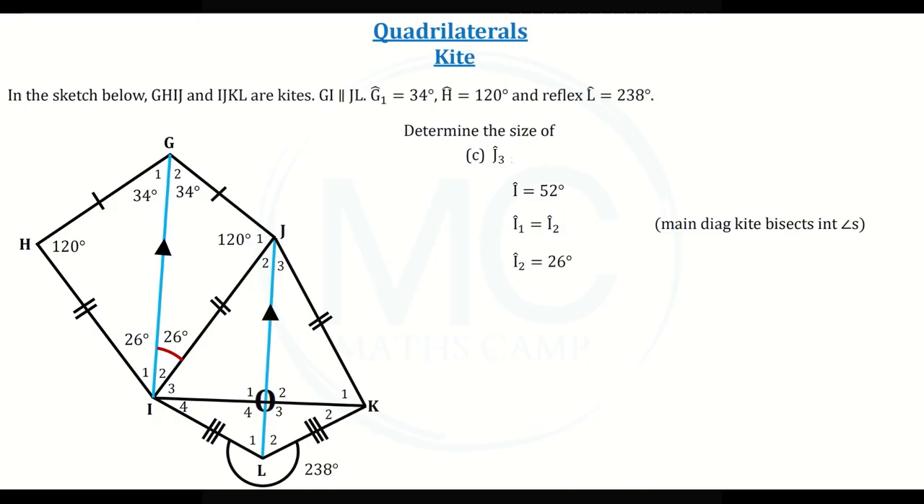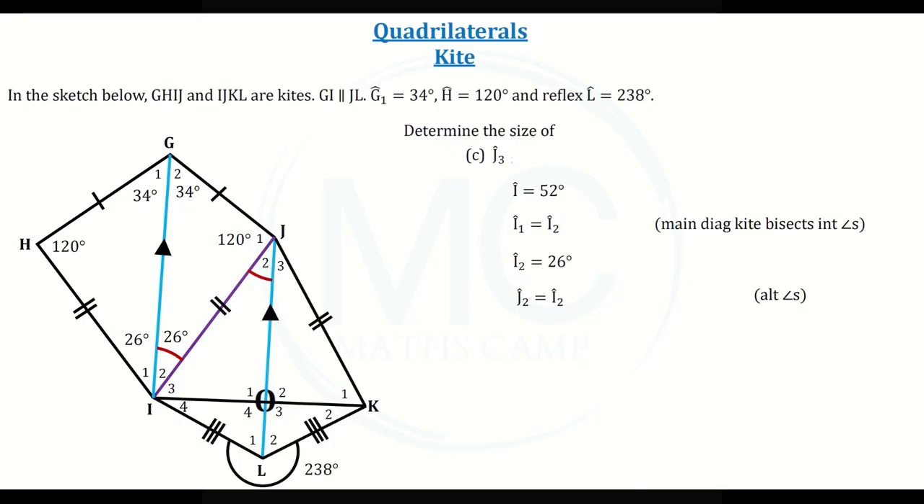And we can make our transversal line purple. Angle I2 and angle J2 sit inside the Z shape. So let's make these angles red again. Now we can make the statement that angle J2 is equal to angle I2, because these are alternate angles.